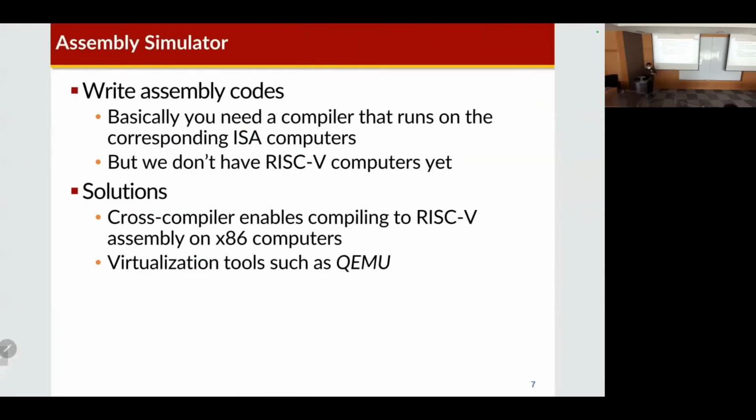So RISC-V is a brand new instruction set architecture. We are very familiar with the Windows operating system that runs on x86 processors. Also, some of us are familiar with the Mac operating system that runs on x86 or ARM processors. But RISC-V is a brand new instruction set architecture, so we are not familiar with it.